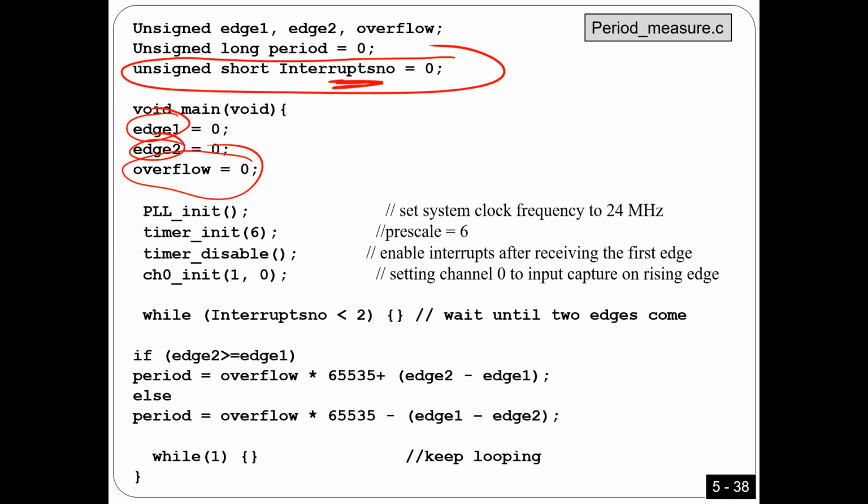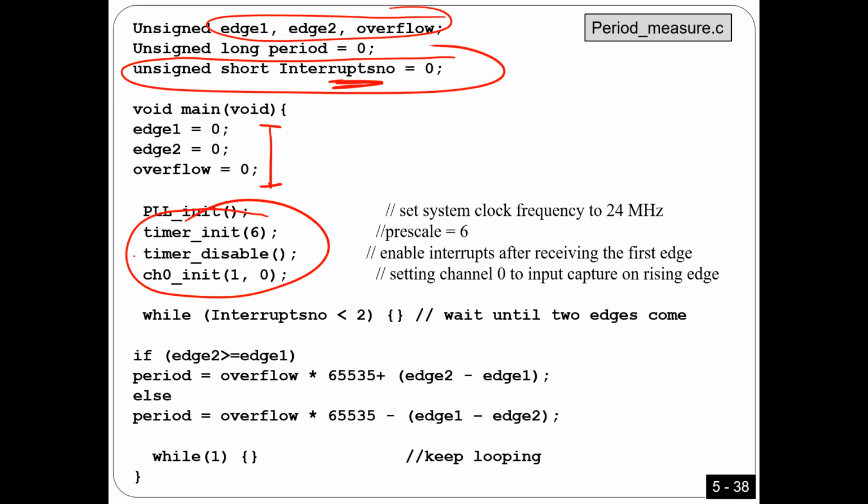For sure, they have to be here. Here I initialize them, but they have to be global because they are going to be used by the main program. Also, they are going to be used by the interrupt subroutine. Anyway, here I just do initialization, as you see here. I'm not going to talk about the initialization.